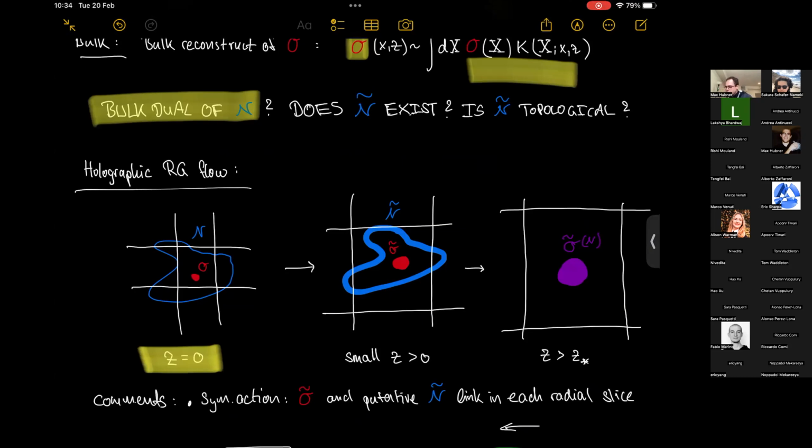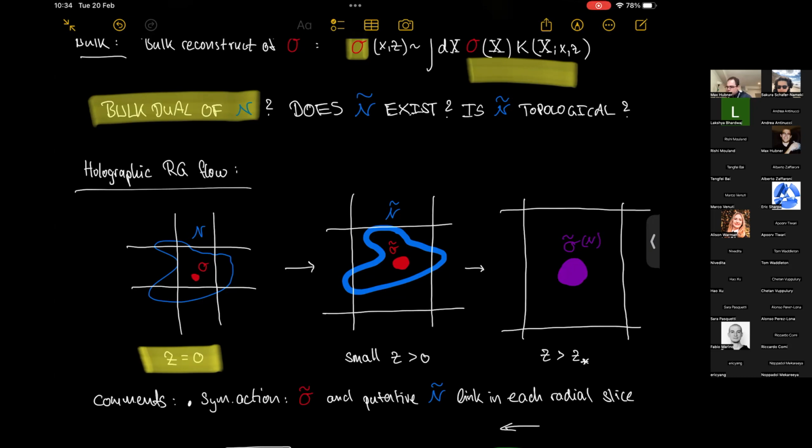Now, if I move a bit deeper into the bulk, let's assume for the moment that N tilde exists. Then this is the picture I would draw. We will show that in a moment. Both N tilde and O tilde smear. But if I'm only going not too deeply into the bulk, then they only smear a little bit, and the length scales I have access to are enough to still distinguish these two objects individually.